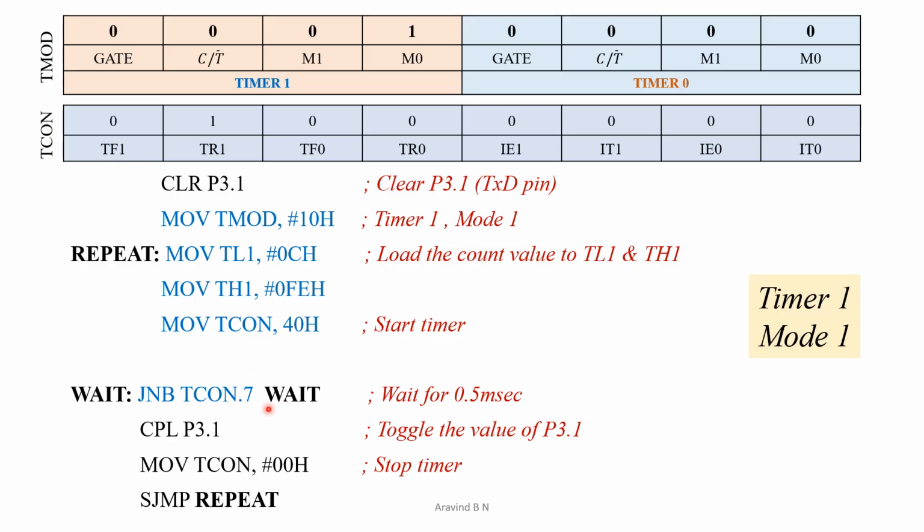Once it has completed the counting operation once, it creates 0.5 millisecond of delay. Then complement port 3.1. It was 0, now it will become 1. Then stop the timer and repeat the process again and again. Since it is a complement operation, every time the on time and off time will keep toggling, creating a delay of 0.5 millisecond. Either you can use timer 1 or timer 0 in this case, because in the question they have not specified which timer or which mode you have to make use of.